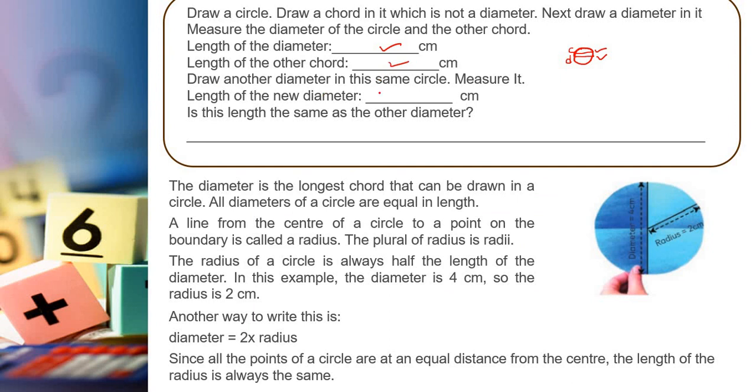Draw another diameter in this same circle. Measure it. You have to measure this diameter also. This is D1. This is D2. You have to write the length of the new diameter. Is this length the same as the other diameter? Yes. All diameters of a circle are equal in length. Measure these diameters using the ruler.